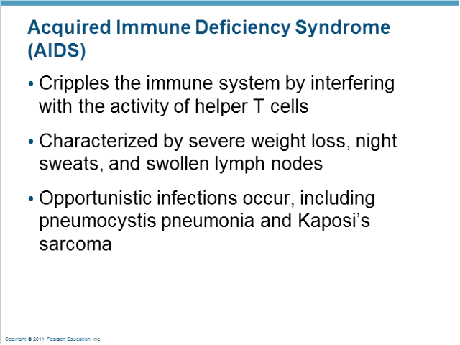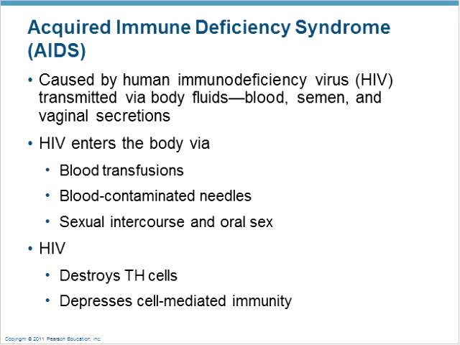Opportunistic infection occurs where, if you have AIDS, it reduces your ability to fight other infections, and so you can have other infections occur, which are called opportunistic infections. That includes pneumocystis pneumonia and Kaposi sarcoma, which is a type of cancer. It's caused by human immunodeficiency virus, HIV, which is transmitted via body fluids: blood, semen, and vaginal secretions.